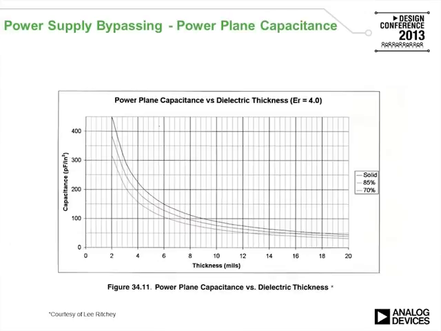Here's a plot of what happens with the power plane capacitance. If the power plane is solid, you can have nearly 500 picofarads per square inch of PC board with 2 mils thickness. If you perforate the board and you're only covering 85%, then the interplanar capacitance reduces to about 370 picofarads per square inch, and as you cut out more and more of the plane, the capacitance decreases.